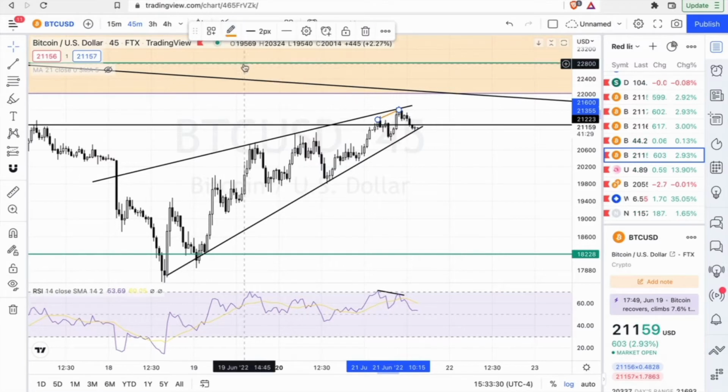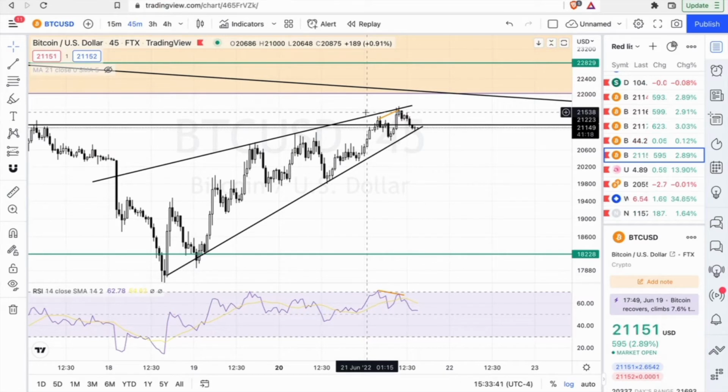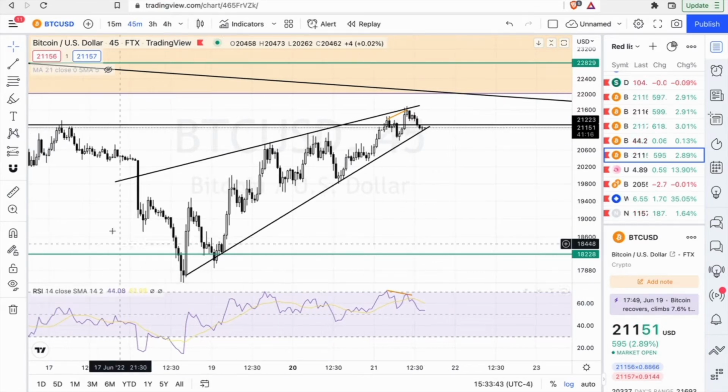Okay, wedge. And then this is also a divergence, right? This is what you call the RSI divergence. Why is it a divergence? We see that the price action highs are getting higher. We see that RSI highs are getting lower. Divergence. Simple as that. They don't always carry out.